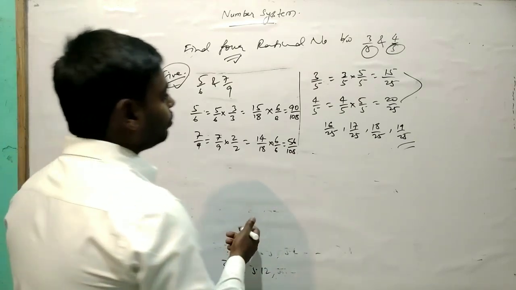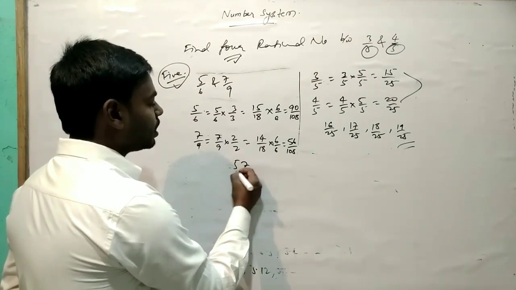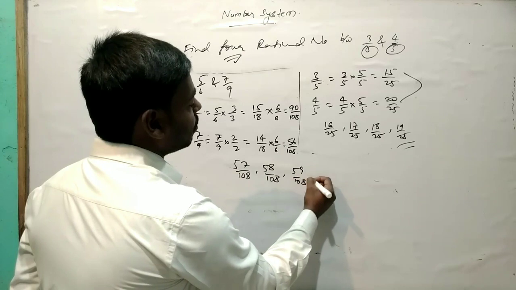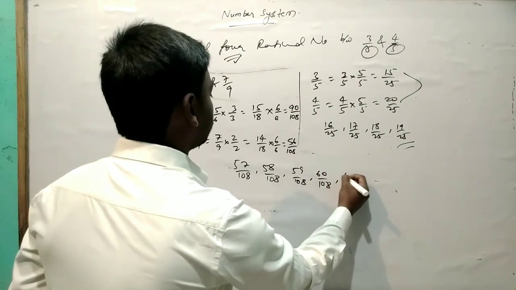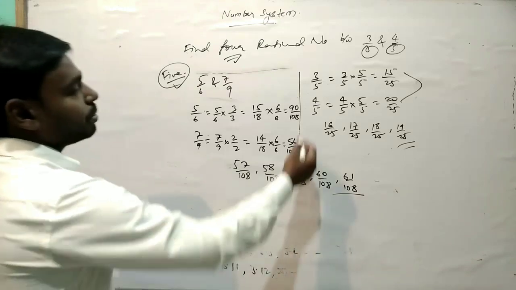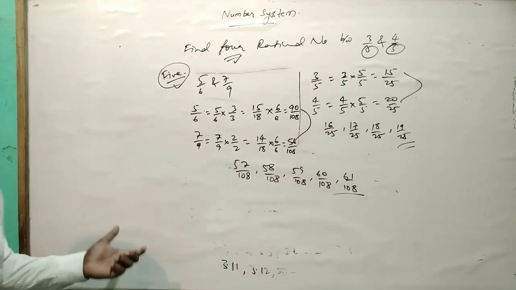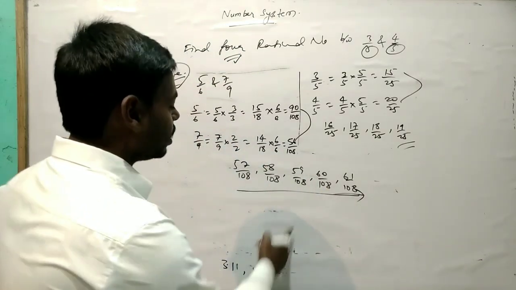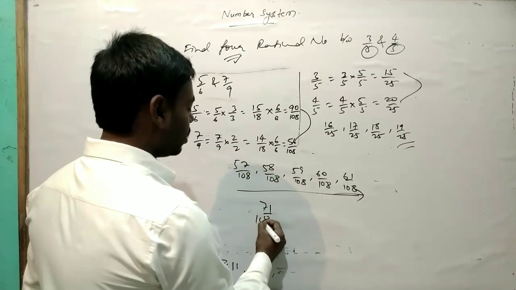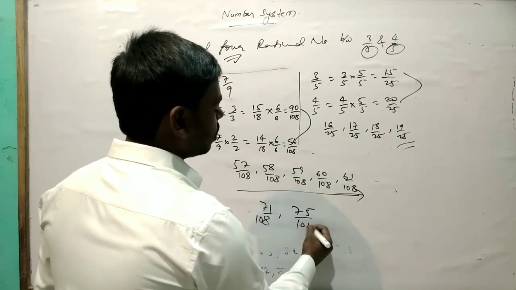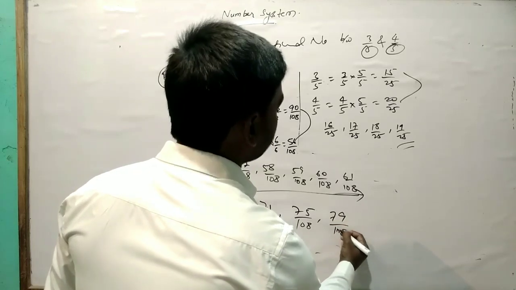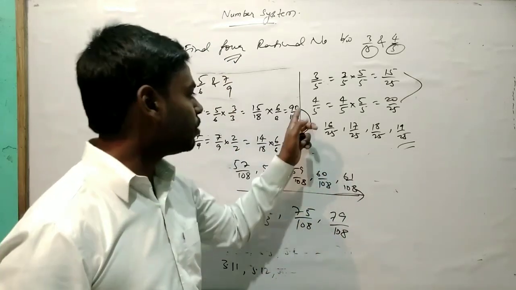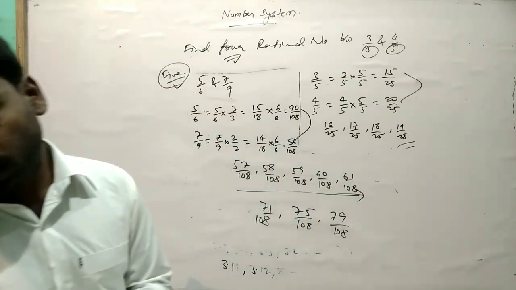Okay, then 56, then 57 by 108, 58 by 108, 59 by 108, 60 by 108, and 61 by 108. You can write any numbers between 90 and 56. It is not that you can only write these numbers. You can also write 71 by 108, 75 by 108, 79 by 108. Any numbers you can write, but they must lie between 90 by 108 and 56 by 108.